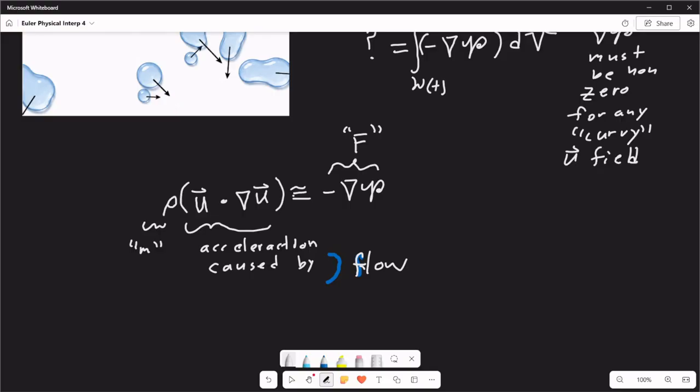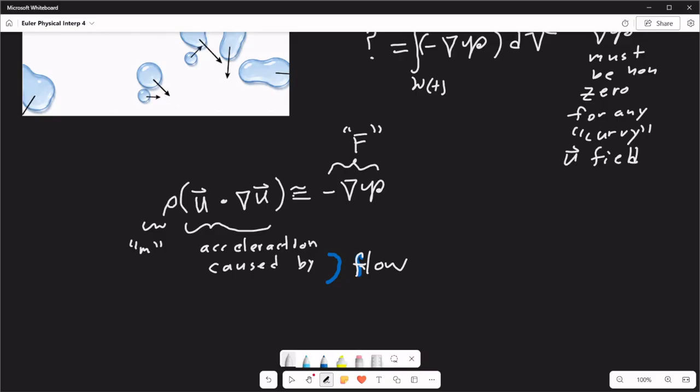So one side is the force inwards, and the other side is the mass times acceleration caused by the advection, and then the other side is the force, and it just balances out perfectly.